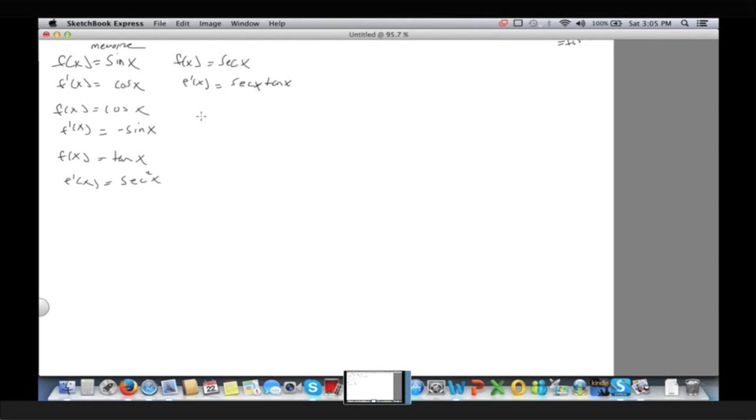Okay, so all right, well, we need to memorize these. There's no time like the present, so I'd like you to stare at these until you think you have them memorized, and then scroll them off the screen. Okay, sine, cosine, cosine, this is a C, negative sine, tangent, secant squared, secant is just secant tangent.